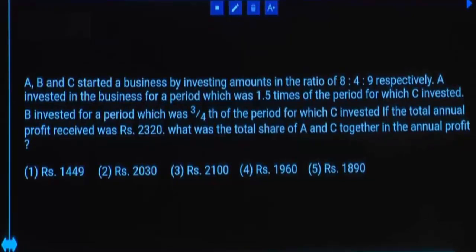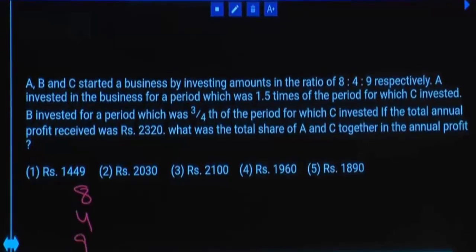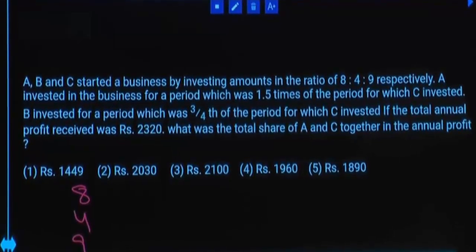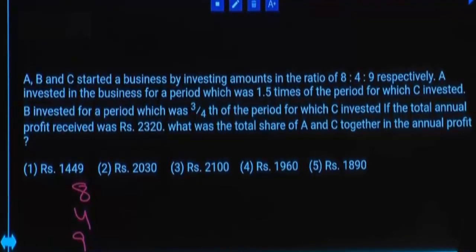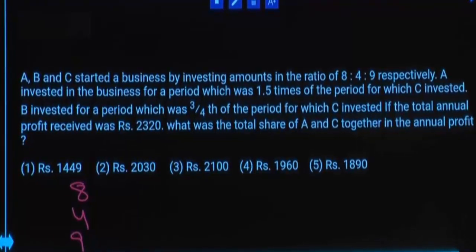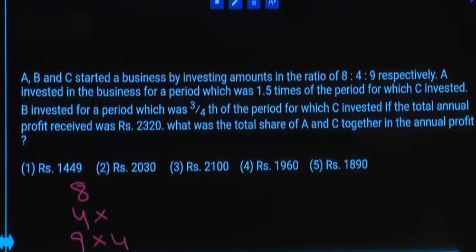ABC started a business by investing amounts in the ratio 8, 4, 9. A invested for a period which was 1.5 times of C invested. B invested for a period which was 3/4 of C's investment. So let us start with C because B depends on C and A also depends on C. As denominator is 4, C's time period is 4 parts, then B's time period is 3/4 of 4, that is 3 parts, and A's time period is 1.5 times of 4, that is 6.